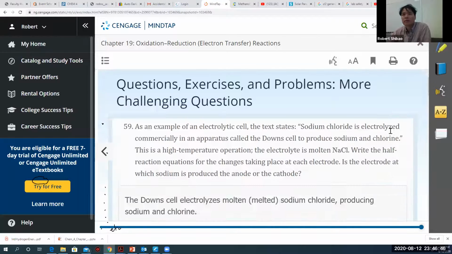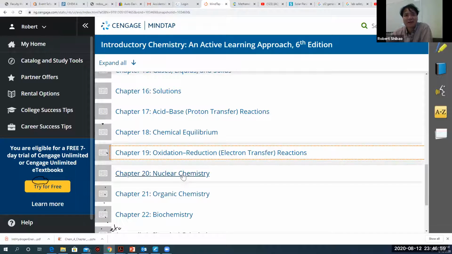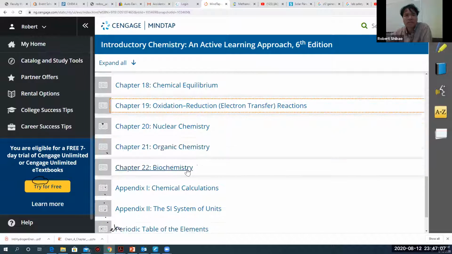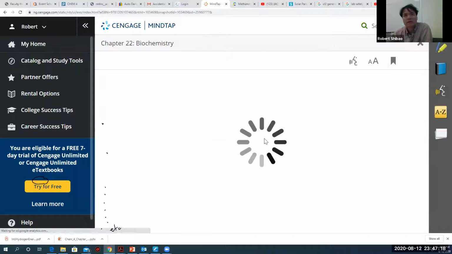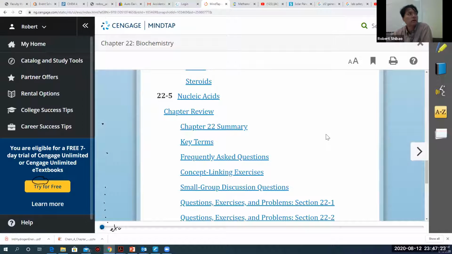All right, that's chapter 19 done. So what we're going to do is finish the last chapters. We didn't cover nuclear chem, but it's covered in general chemistry, Chem 1B. Organic chemistry, a little bit is covered in Chem 1A. Biochemistry is covered in neither class, but these 3 chapters we aren't going to cover here. But these are interesting, so if you're interested in it, these are good introductions to that.